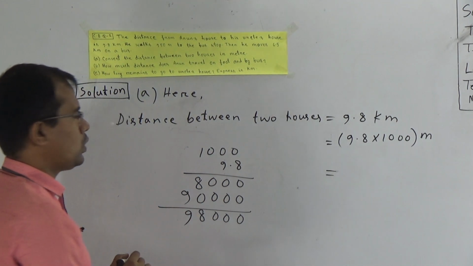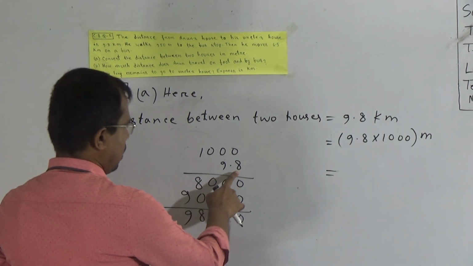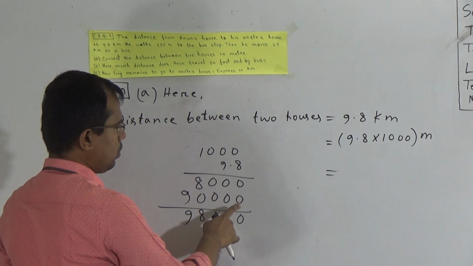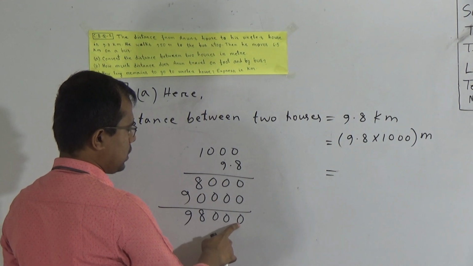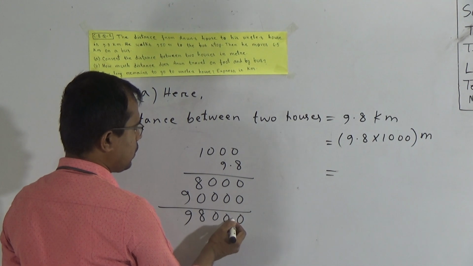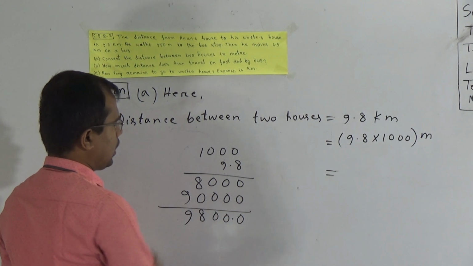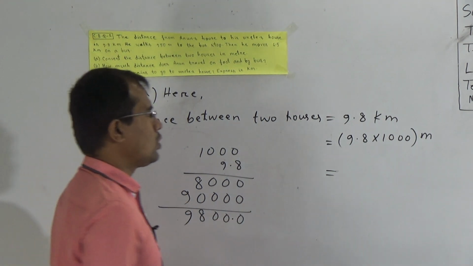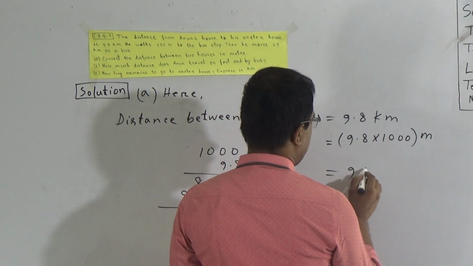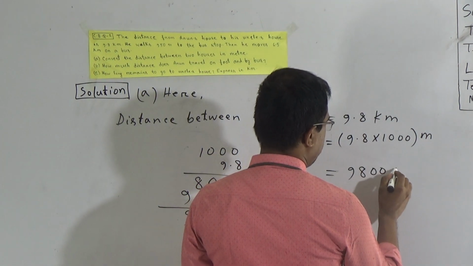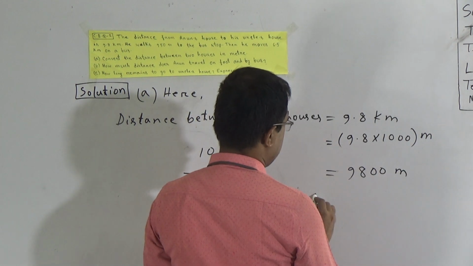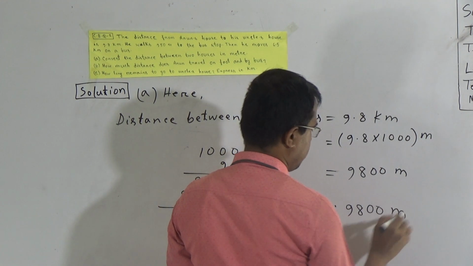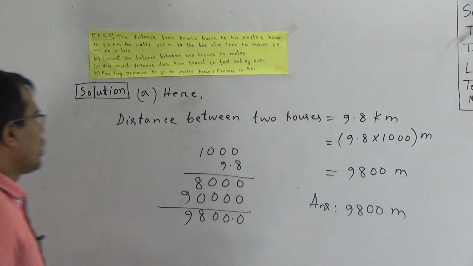Now we have to put the decimal sign. You are watching, before one place here the decimal sign exists. So we have to give also the decimal sign before one place. Here it is the one place. Now before one place means in this place we have to give the decimal sign. That means if we convert 9.8 kilometer to meter, it will be 9800 meter. And this is the answer. Answer: 9800 meter. Okay, we have finished A number.